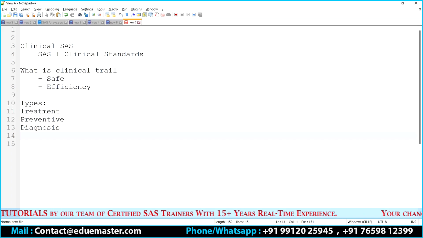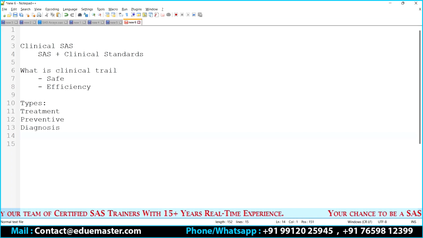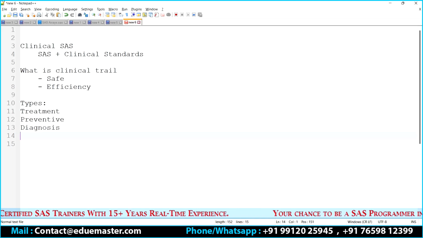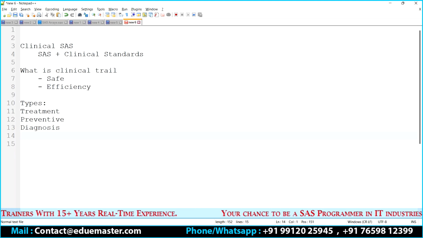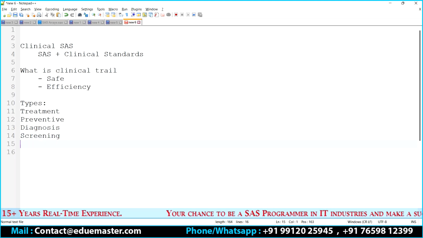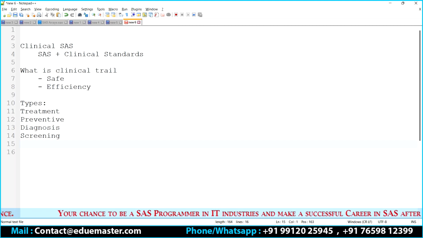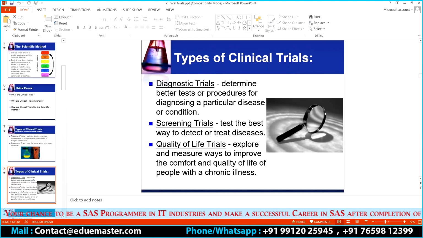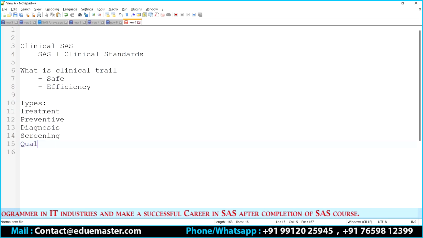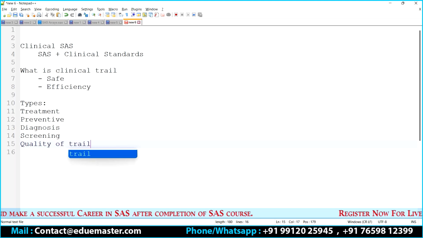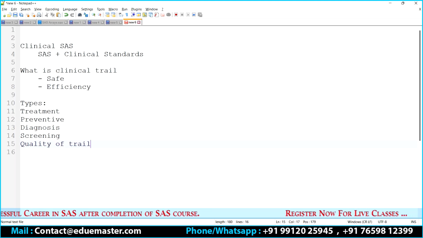Once we have treatment related trials, then we have the preventive ones. The third one is the diagnostic one. The fourth one is screening. And the last one is how to improve the quality of life, which is nothing but quality of life trials. So these are the various trials that we generally have under clinical trials, correct?